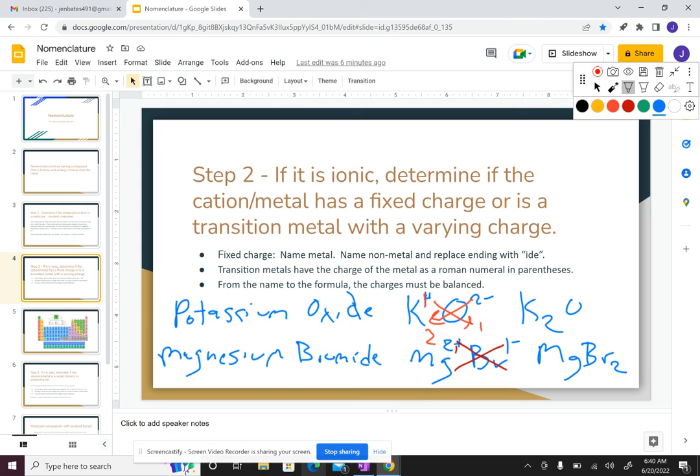In the next video, we'll do some examples with transition metals.